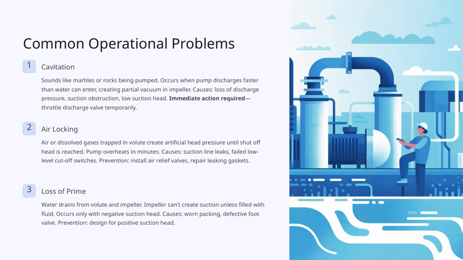Finally, there's loss of prime, which happens when water drains from the volute and impeller. Without water, the impeller can't generate suction because it needs to be filled with fluid to work properly. This problem only occurs with negative suction head. Causes include worn packing or a defective foot valve. To prevent loss of prime, designing the system to maintain positive suction head is essential. Understanding these issues helps us keep our pump systems running smoothly and efficiently.